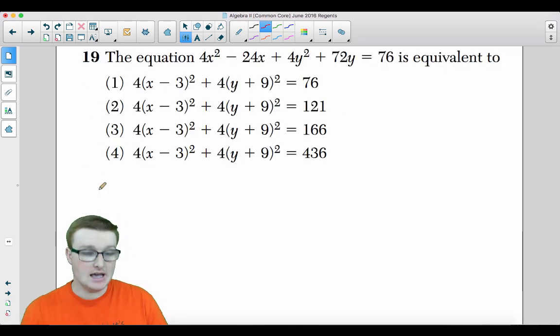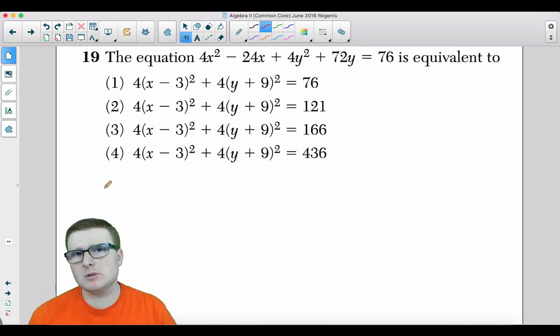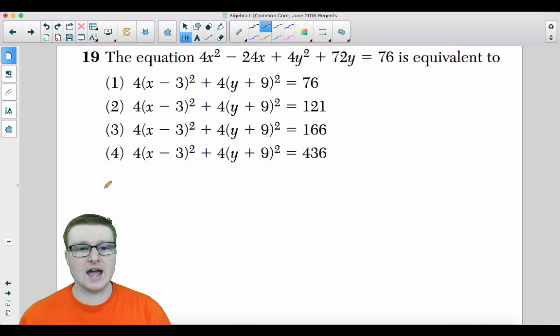Moving on to number 19. Remember how I said in Algebra 1 that you should remember completing the square? And I said in geometry, you should remember completing the square. Here it is. Completing the square. What do you know? The equation 4x squared minus 24x plus 4y squared plus 72y equals 76 is equivalent to what?